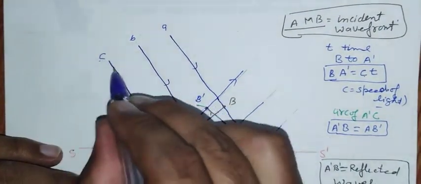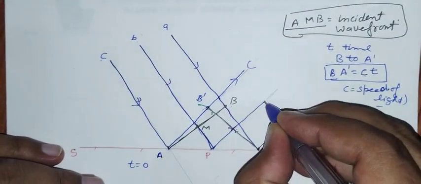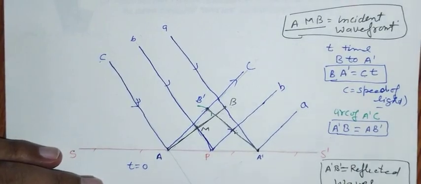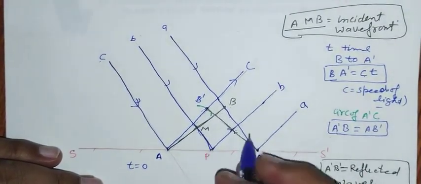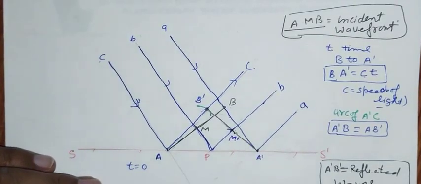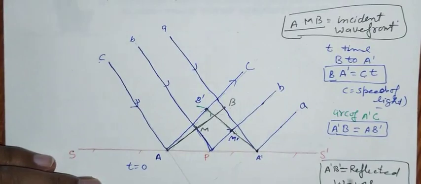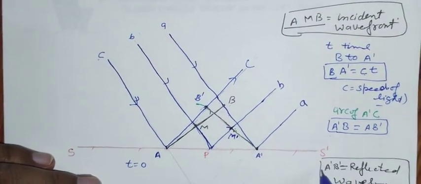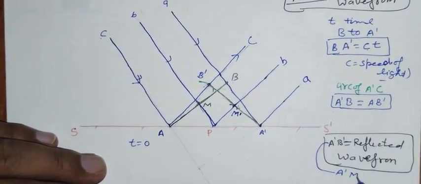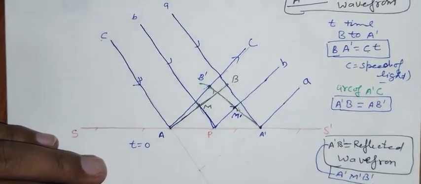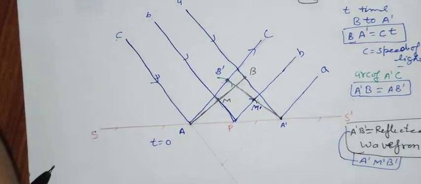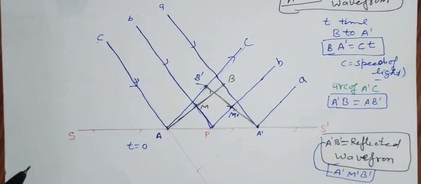Now see, it is ray C, it is ray B, and it is ray A. This is point M. Take this point as M dash. Now what we are going to see is that in that condition the reflected wavefront can be taken as A dash M dash B dash, right? What are we going to see now?